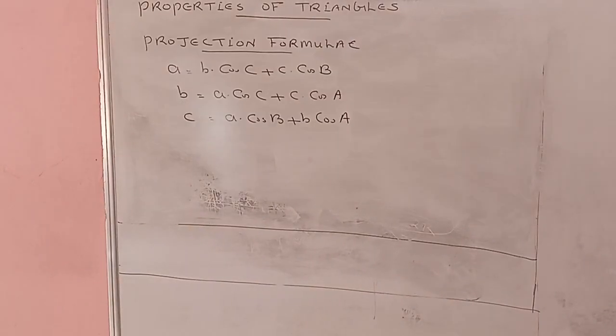Next, projection formula. This is also an important formula. Here the side small a is equal to b cos C plus c cos B. In the left hand side small a and in the right hand side b and c only. Next result: side b is equal to a cos C plus c cos A. And side c is equal to a cos B plus b cos A. These results are also important. Therefore, you memorize these three results.